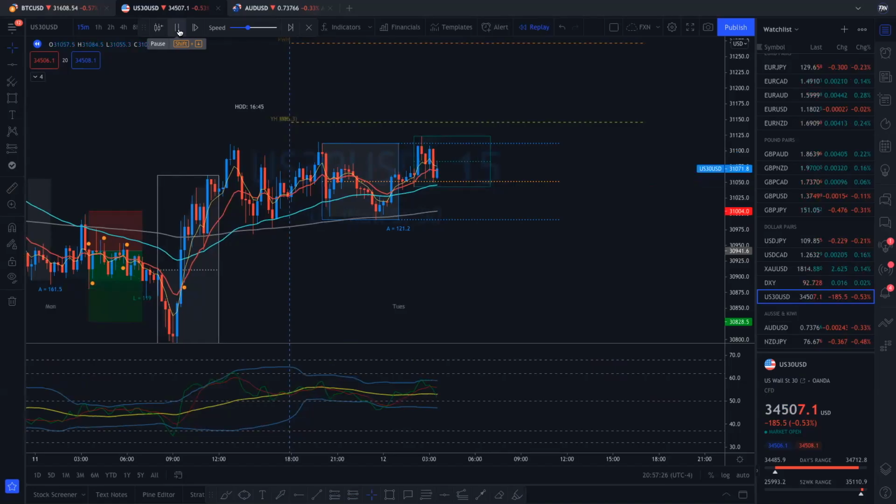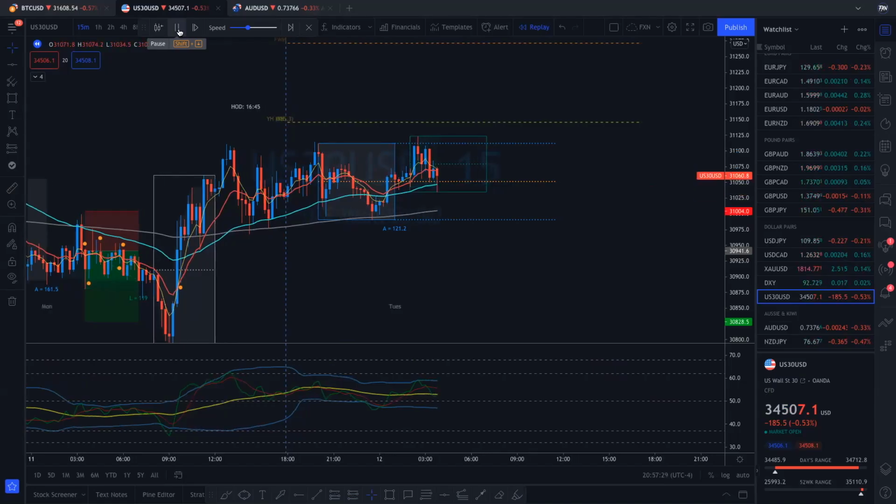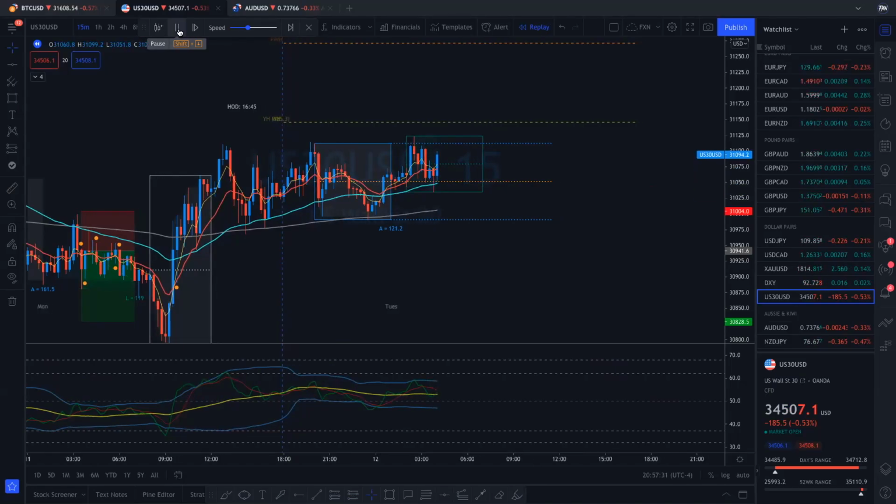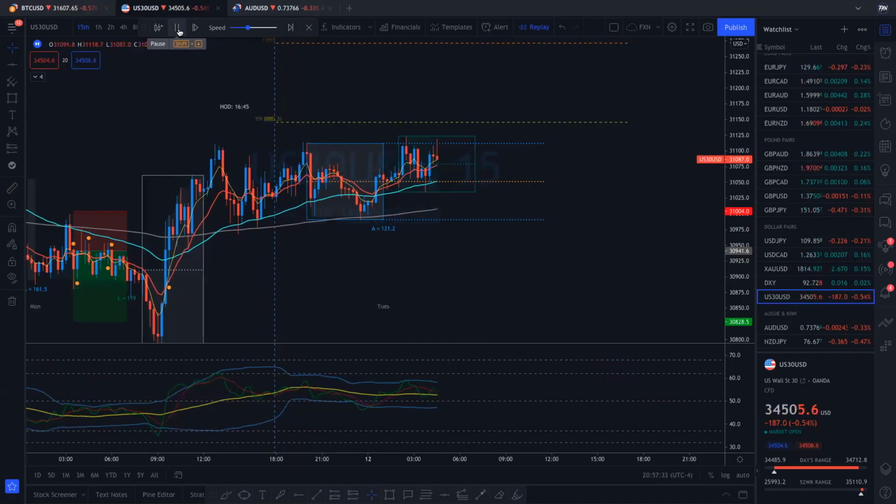Averagely you have to risk about 60 to 70 pips. That's a normal kind of trade, but that's the only issue.